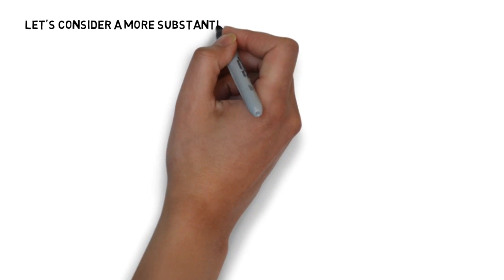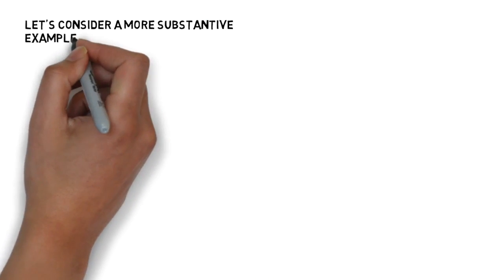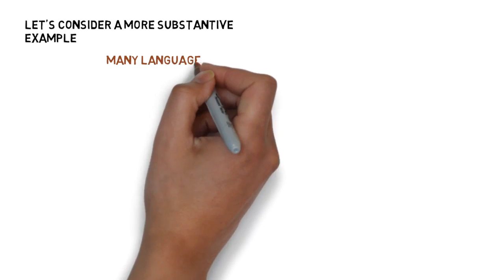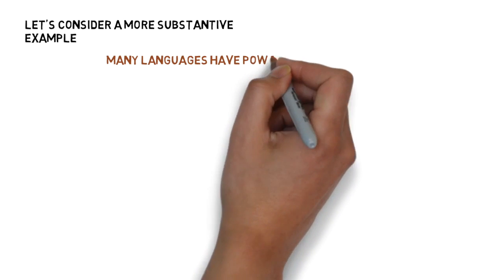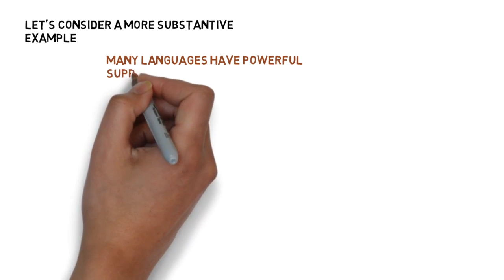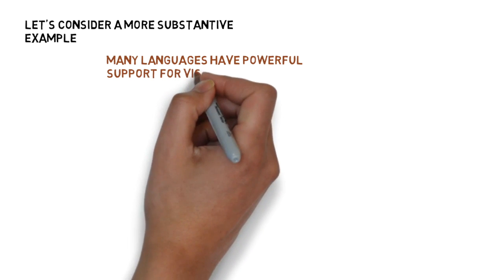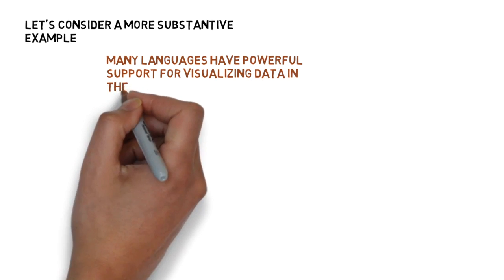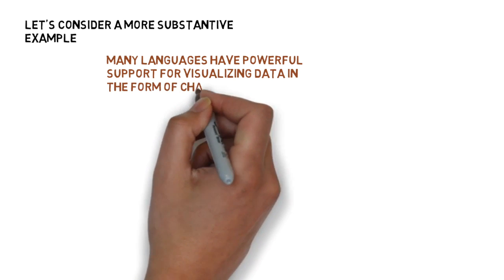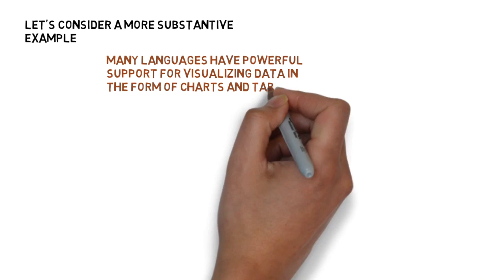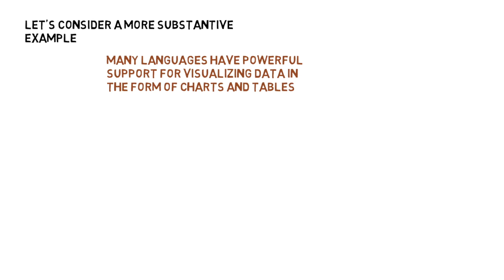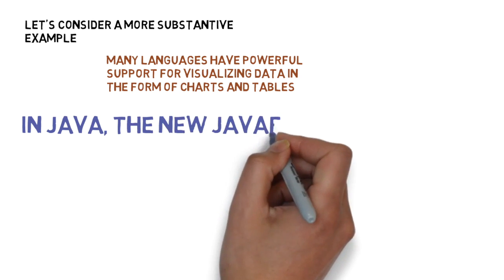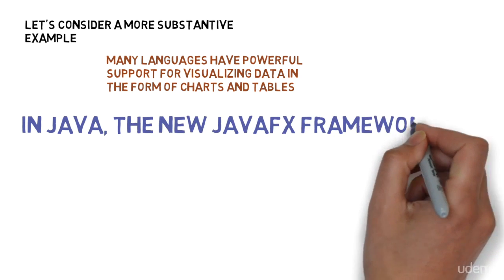Many languages have powerful support for visualizing data in the form of charts and tables. If you think about it, visual representation in this form allows us to absorb a lot more information than if we just saw data scrunched together in just text or with a little bit of structure. Tables and charts are pretty standard ways of representing complicated data sets which allow you to run insights or do analysis and so on and so forth.